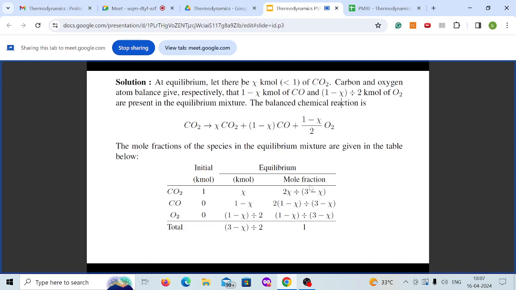Dividing by that, we can find out the mole fraction. So x by total moles, x by 3 minus x by 2. This is what I get, 2x by 3 minus x, that is the mole fraction for CO2. Similarly you can estimate for carbon monoxide and oxygen. And if you add all of these up, you will get 1. The summation of the mole fractions of all the components will give you 1.